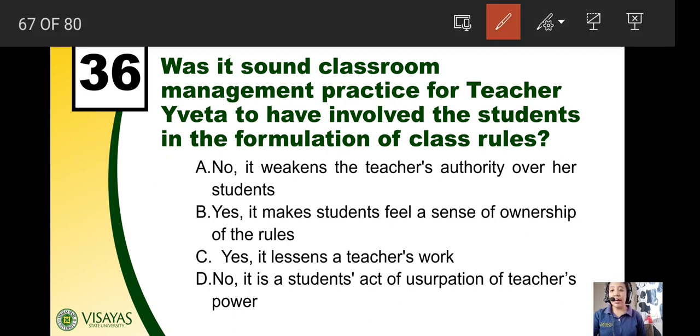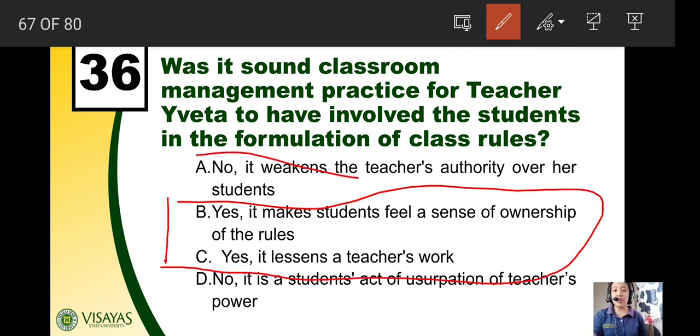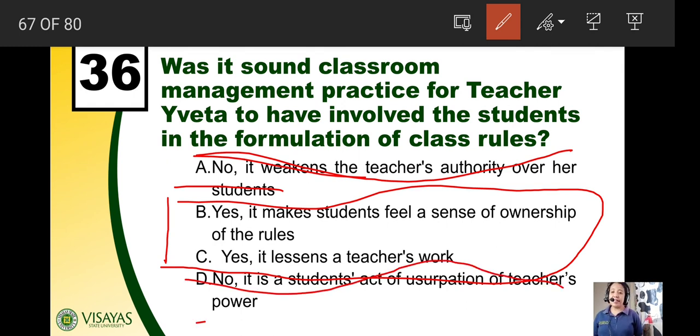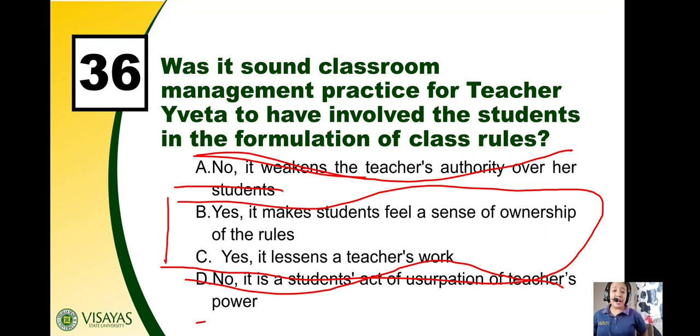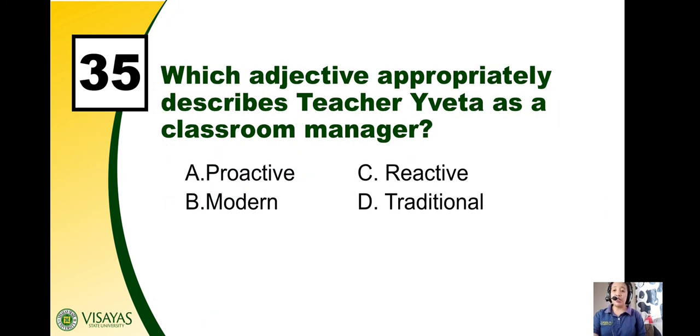Since it is right, only two options are left, that is B and C. So letter A and letter D are removed. So B and C: yes, it makes the students feel a sense of ownership of the rules, or letter C, it lessens the teacher's work. So is that really true? Lessens the teacher's work? Kids, let's go back to the situation.